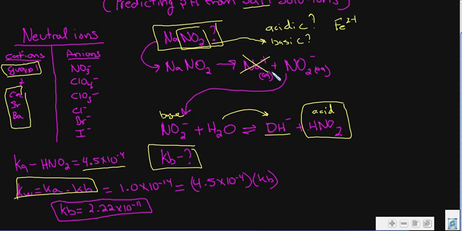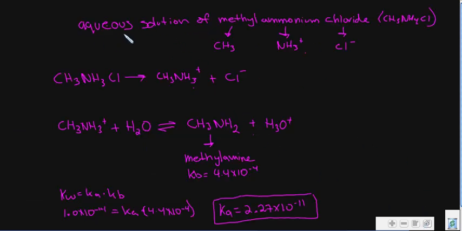All right, let's do one more example real quick. How about an aqueous solution of methyl ammonium chloride? So methyl ammonium chloride is CH3NH3Cl. Sorry, I messed that up earlier, I suppose.